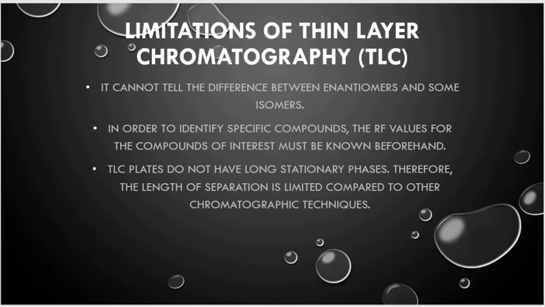It has many advantages but also some limitations, some limits where thin layer chromatography fails. The first one is that it cannot tell us the difference between enantiomers and stereoisomers. This is a limitation. Another is that, in order to identify specific compounds, the RF value for the compounds of interest must be known beforehand. The TLC plate does not have a long stationary phase, therefore the length of separation is limited compared to other chromatography techniques. So these are some of the limitations where TLC fails.